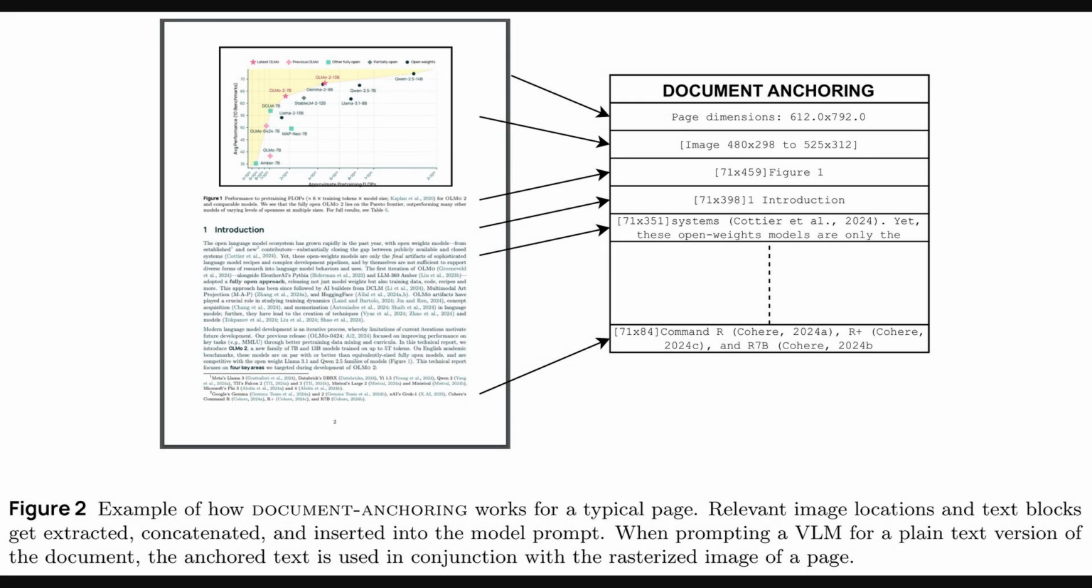Okay, and building on that idea of extracting metadata, this figure gives a more complete picture of how document anchoring works for a typical page. On the left, you see the actual PDF page, and on the right, that's the structured prompt olmOCR creates. You can see it includes not just the image reference, but also specific text blocks extracted directly from the PDF, like figure 1 foot or introduction, along with those positional coordinates we talked about, like 71 by 459. So the VLM gets both the visual page and this precise anchored text.